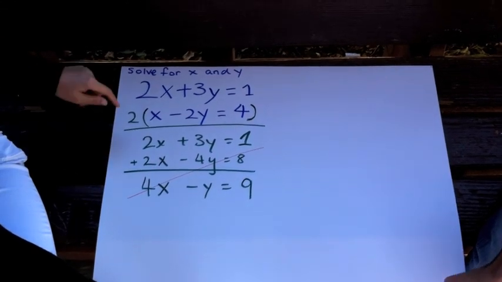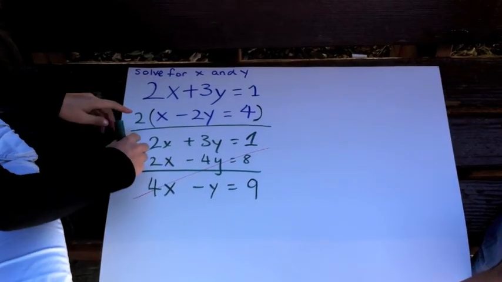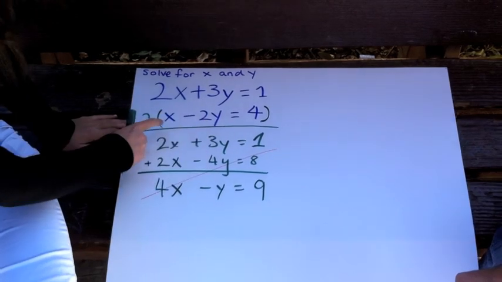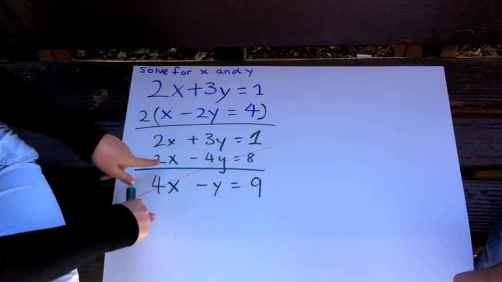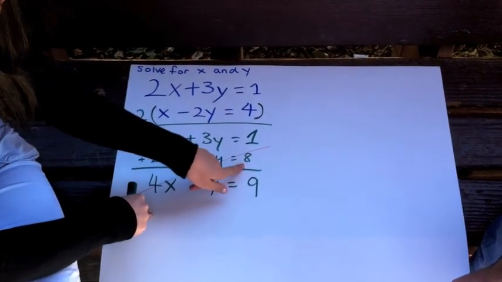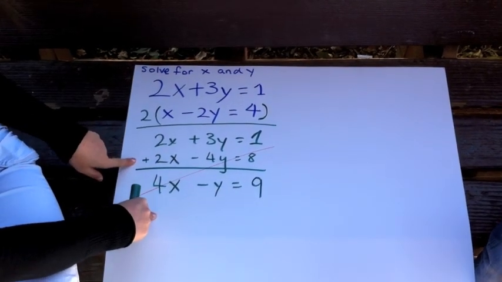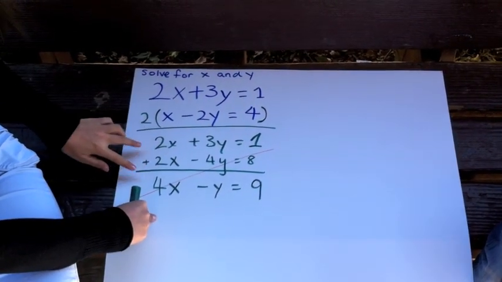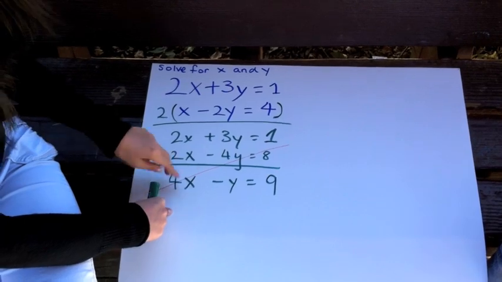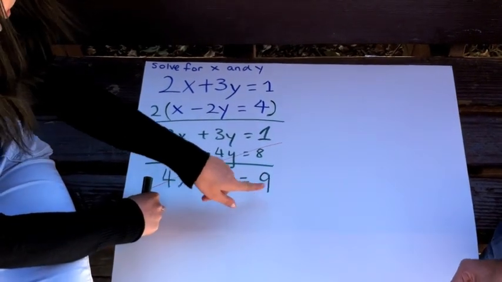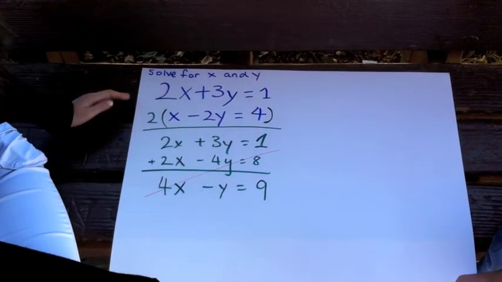I don't know. So what I did was first I multiplied the bottom equation by 2. And for the bottom, I get 2x minus 4y equals 8. And then, like you showed us in class, I added the two equations together. I got 4x minus y equals 9. And now I don't know what to do from here.